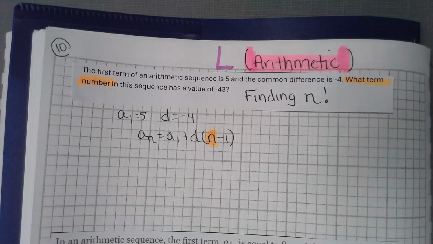And what's going to go over here on the other side? -43. Y'all notice it's saying the value is -43. That's kind of like a y, and they want the x. It goes on the other side. So the value, that's your a sub n. -43 goes right there. Now we've got numbers all the way across this equation with the exception of n, and we're going to solve for it.